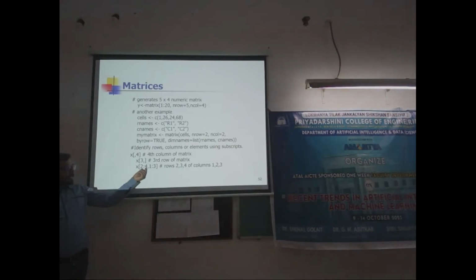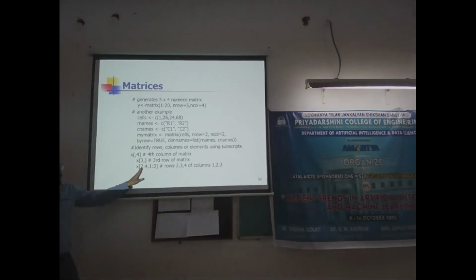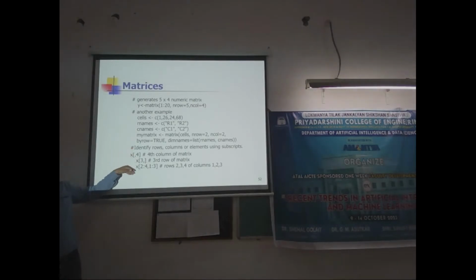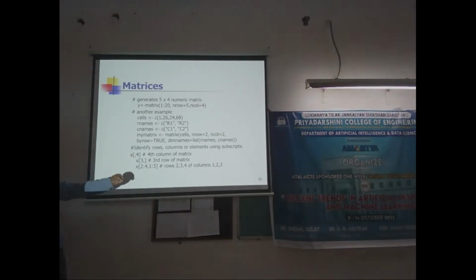Now this is the array that you are passing. So it is going to return all the rows 2, 3 and 4 and all the columns 1, 2 and 3. Right? So you can try out these operations quickly on your system for the matrix.